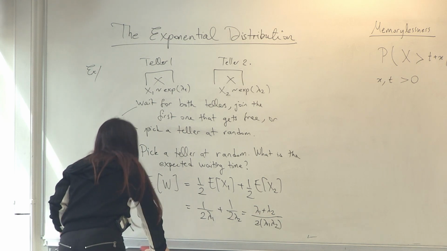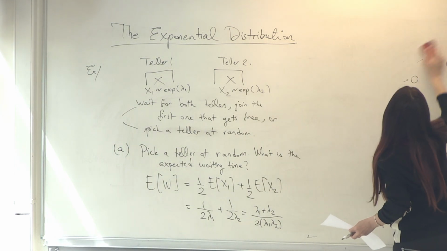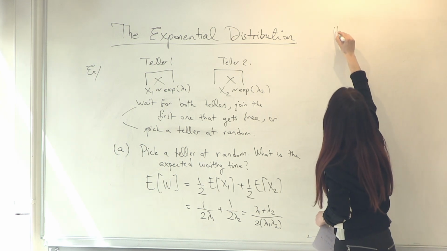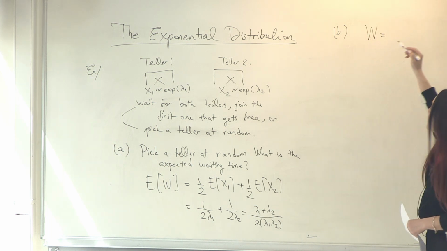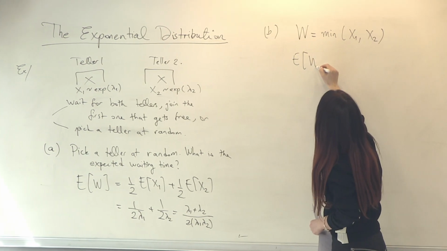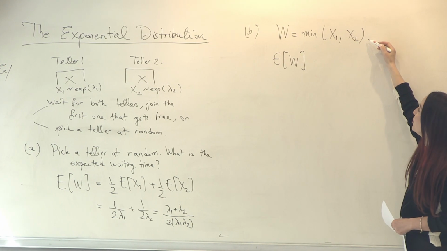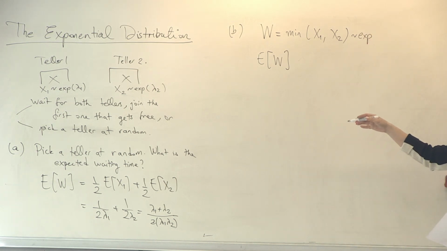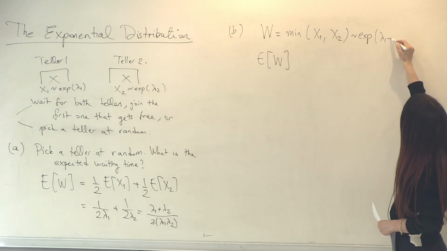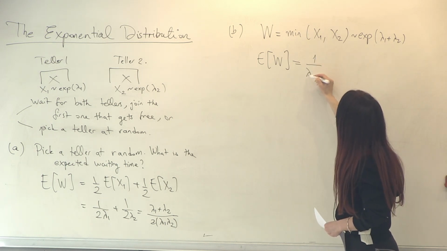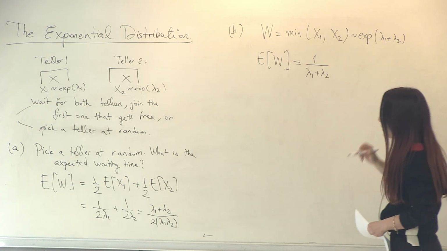Let's apply the second strategy. The answer to that you already know from racing exponentials. In the second strategy, your waiting time is the minimum of x1 and x2. You already know that the minimum of x1 and x2 is exponential. It's the winner of the race between two exponentials, and its rate is lambda 1 plus lambda 2. So then the expected waiting time is 1 over lambda 1 plus lambda 2. Aha.